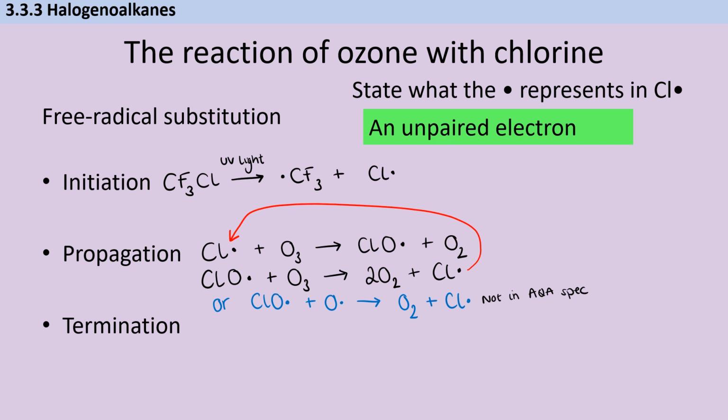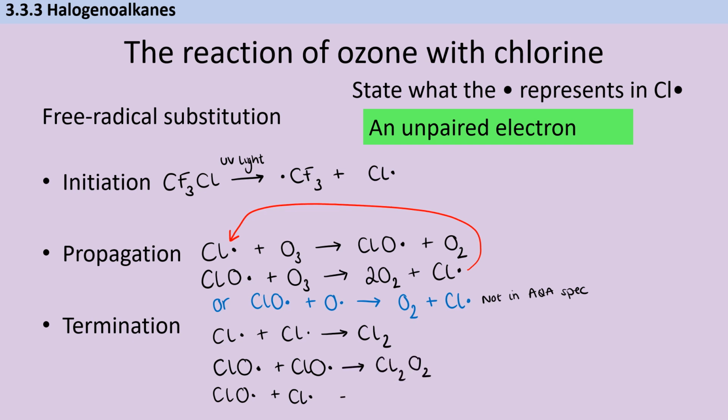Eventually, however, we're going to get to termination. So the easiest way for termination to happen is if one chlorine free radical meets up with another chlorine free radical and they bond together to make a chlorine molecule. However, it's also possible for our chlorine monoxide free radicals to get involved, either with 2 of them or with 1 of them and a chlorine free radical. In that case, we would either make chlorine peroxide or dichlorine monoxide.